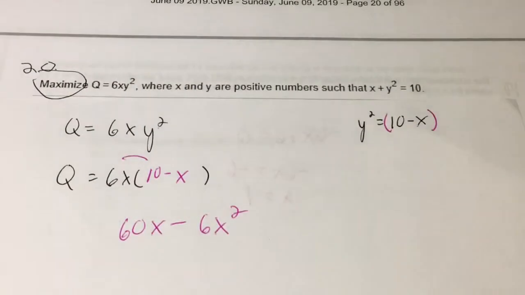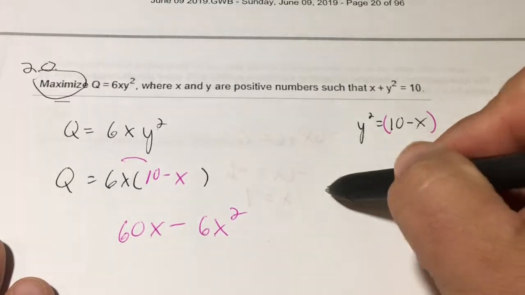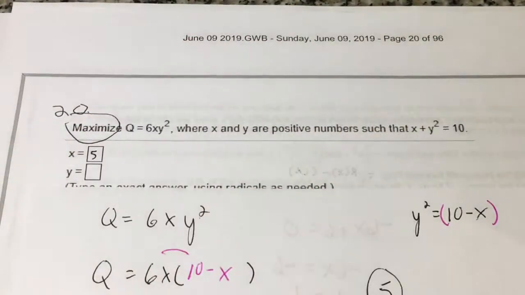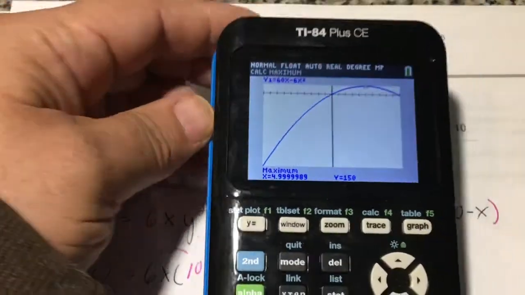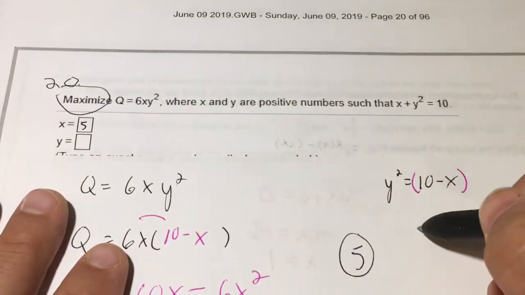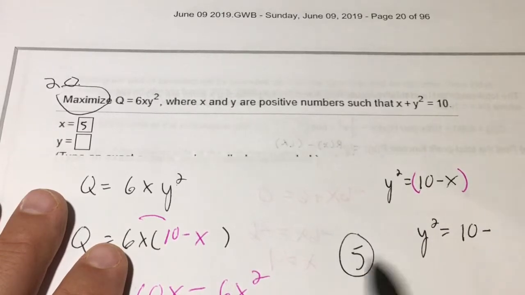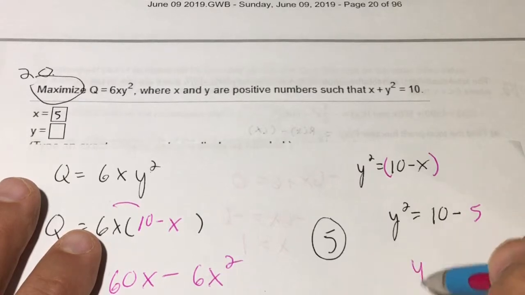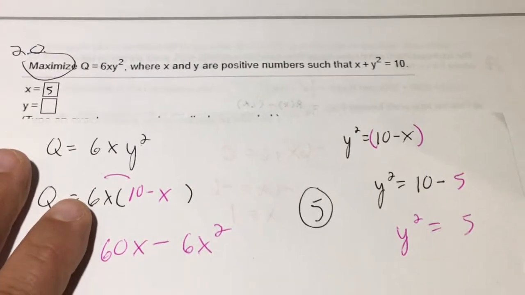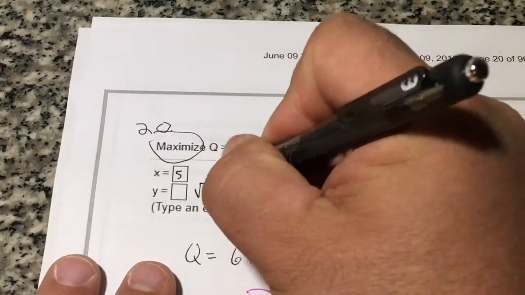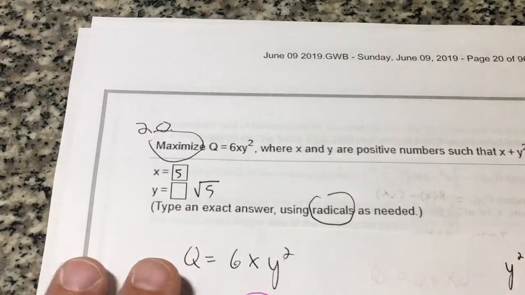Now this is tricky because the x value that maximizes this is 5. Okay? So that will be this answer. Now I'm tempted to put the 150 in, but that's not what we're going to do. We're actually going to put the 5 into this equation over here. So it's going to be y squared equals 10 minus, and remember x equals 5. So 10 minus 5 is 5. So y squared equals 5. And the answer is going to be the square root of 5. So the y value is going to be the square root of 5. And notice it tells us to use radicals. So we have to be careful on number 20.